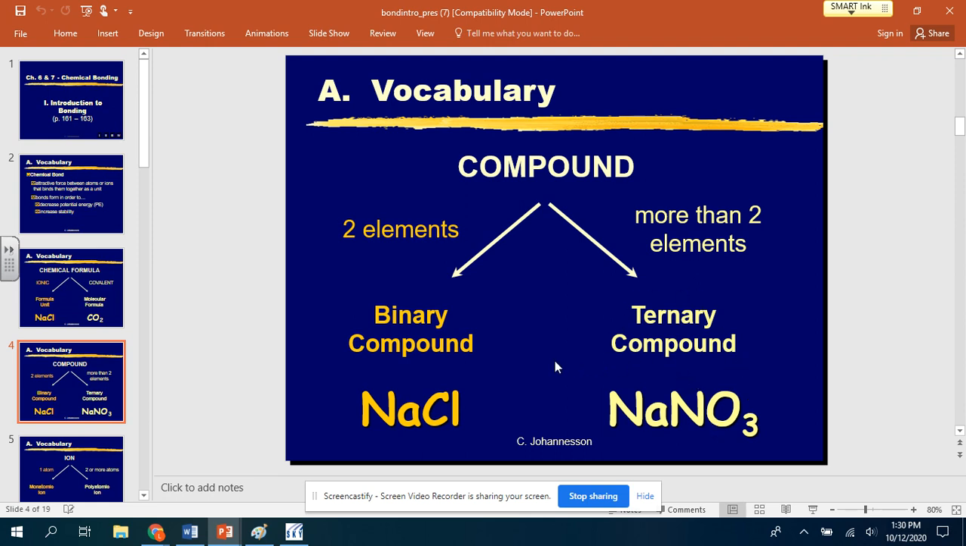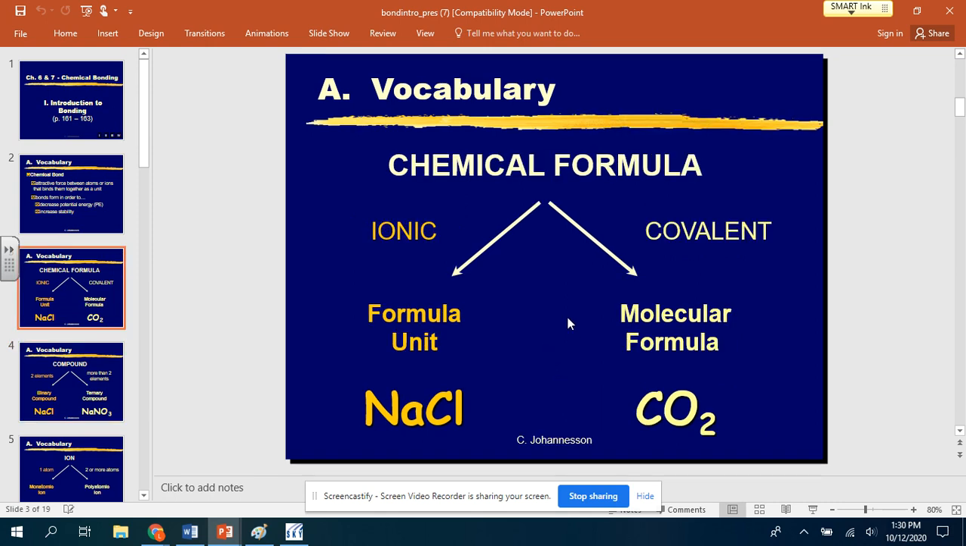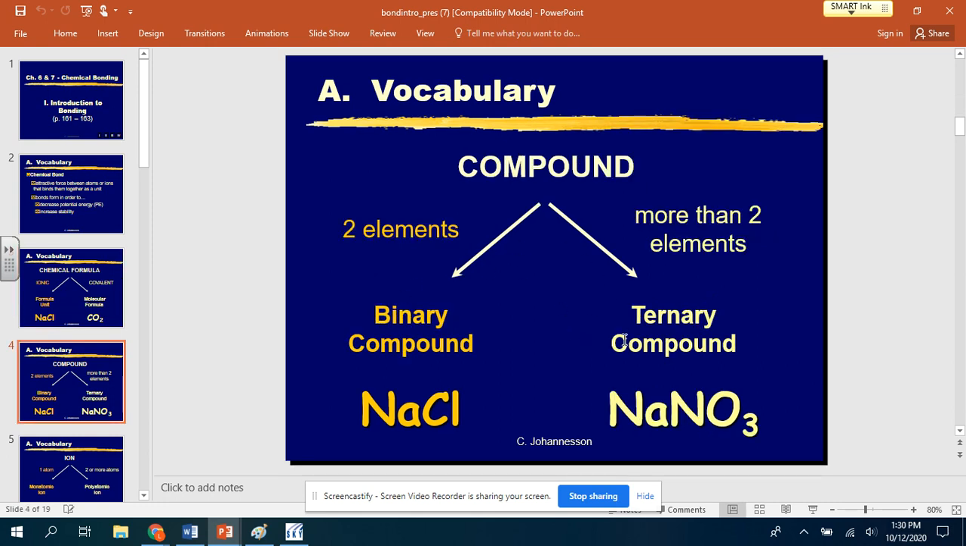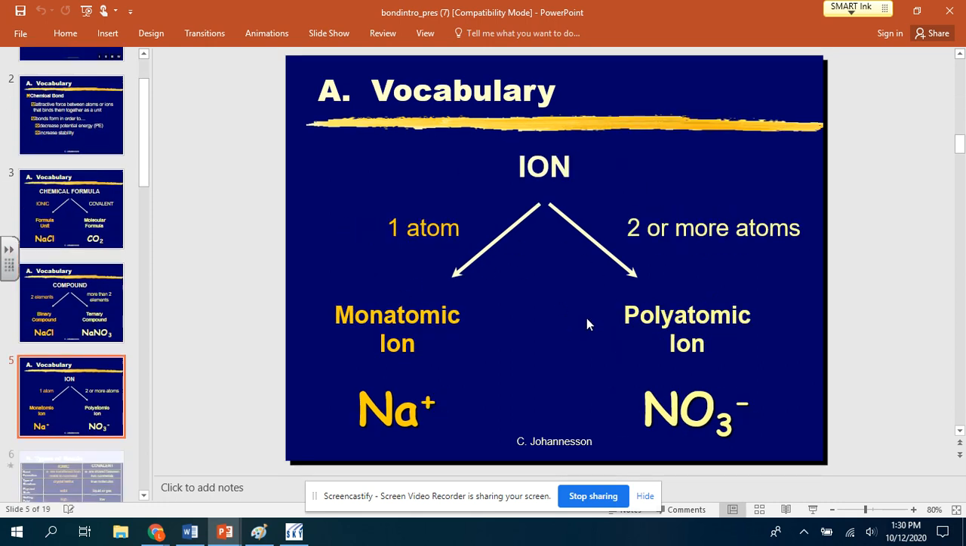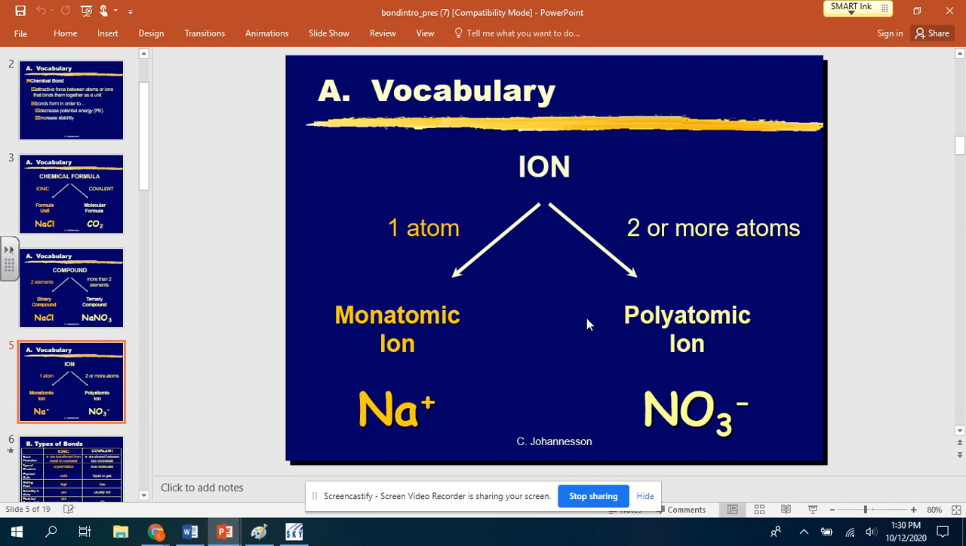A couple of vocabulary words. I would definitely write this down. Definitely write this down as well. This is the previous slide. You need this. Write it down. You also need this. Make sure you write it down. Also, write this down. Very good notes.